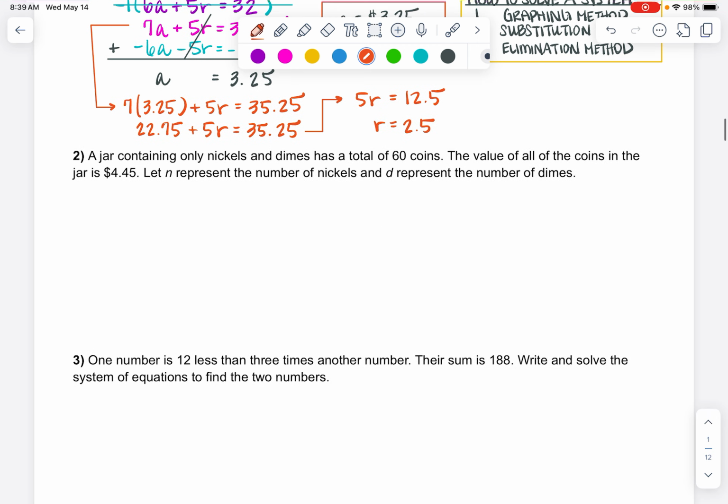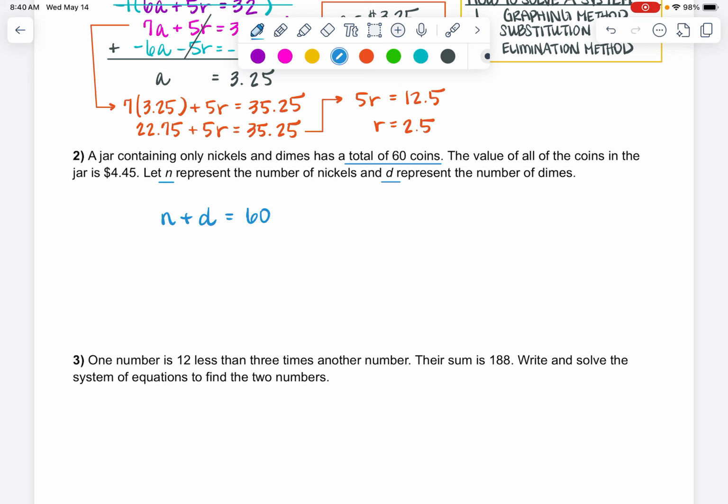Number 2 is one of the coin questions. We did quite a few of these. So notice they said, let N represent the number of nickels and D represent the number of dimes. It says a jar containing only nickels and dimes has a total of 60 coins. Again, if you're given the total amount of money or total number of items, that's automatically going to be standard form, right? So nickels and dimes, 60 of them. So nickels plus dimes equals 60, right?